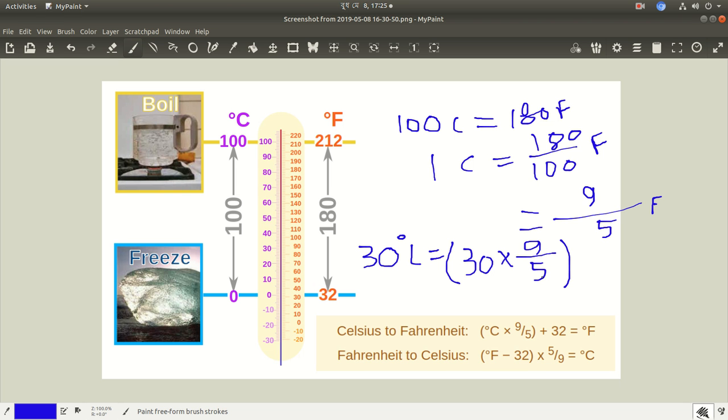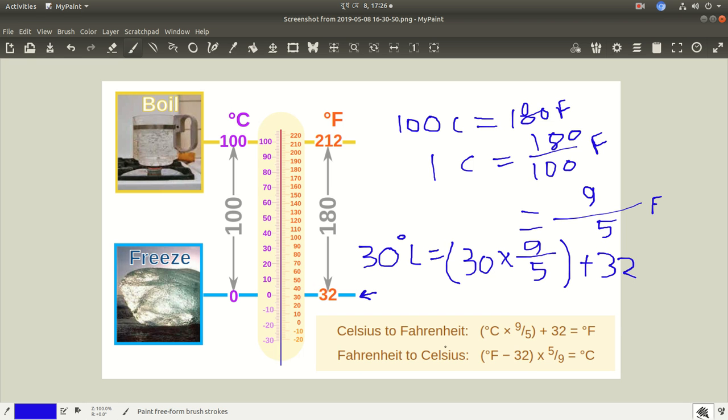We need to do another thing. Look here closely, the starting point is not the same. The Fahrenheit scale is already ahead by 32, so when it is 0 degrees Celsius it is already at 32, so we need to add 32 to it. So now you have the formula: Celsius times 9/5 plus 32. It is the formula to convert from Celsius to Fahrenheit.